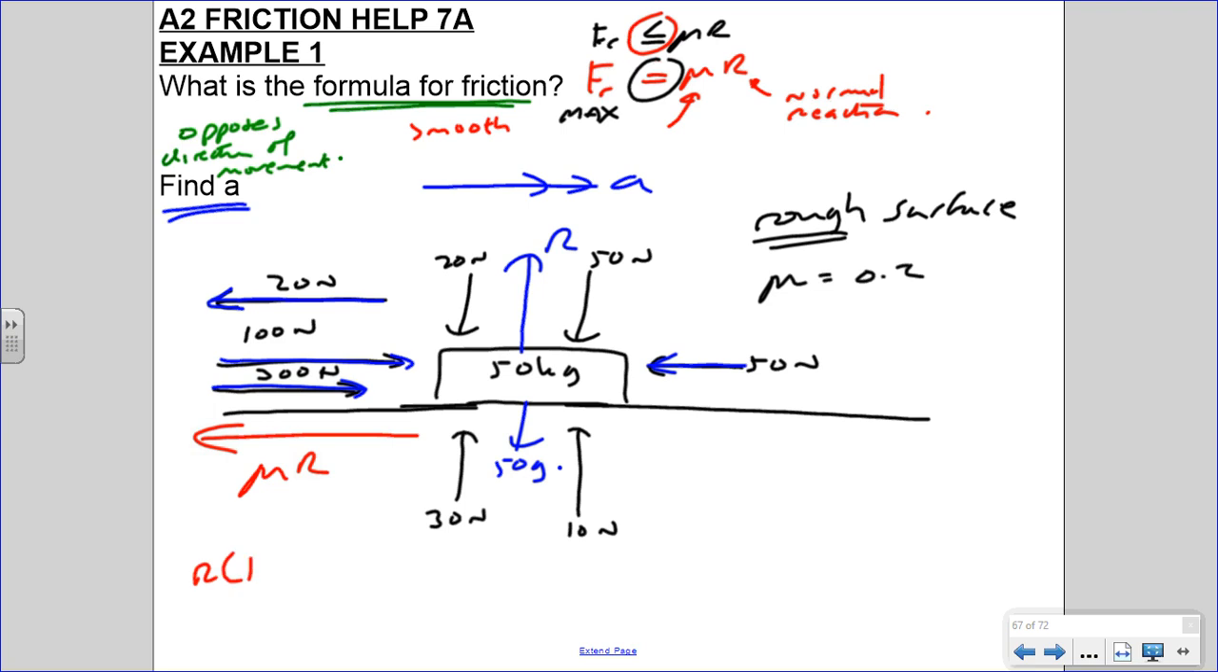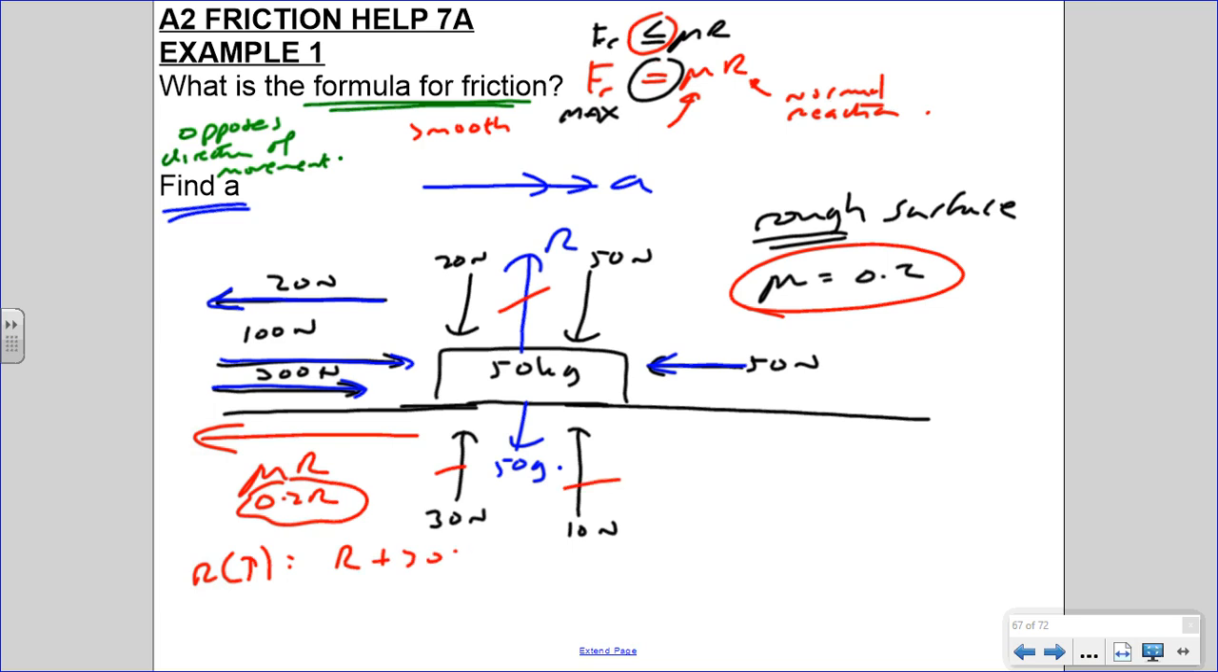So how do we find A? Well, it says find A and it's telling us that mu is 0.2. So already we can write that this is 0.2 R, okay? If we resolve up first, because we need to know what R is, what are the forces going up? We've got R, that's this one, and then we've got 30 newtons going up, that's that one. We've got 10 newtons going up, that's that one.